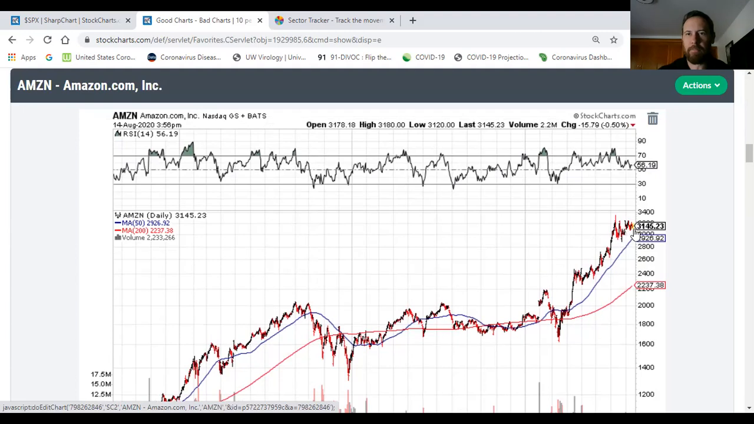This is beautiful. They've actually paused here, which is good. You generally want to have some consolidation before making new highs. That's what's kind of scary about like Apple. We're just continually making new highs.